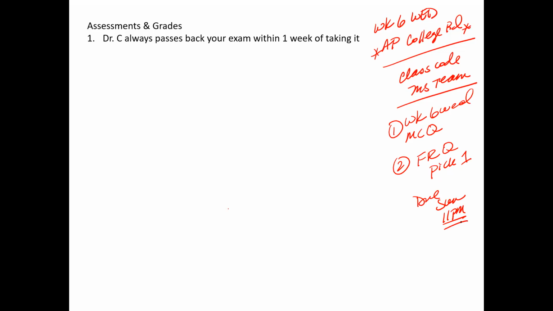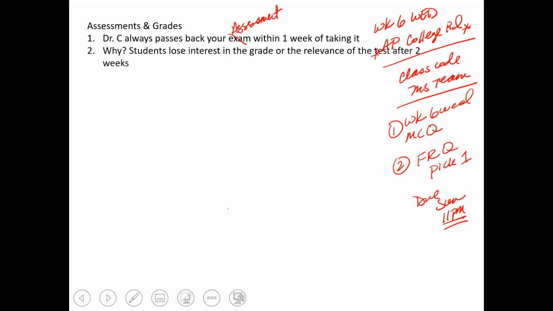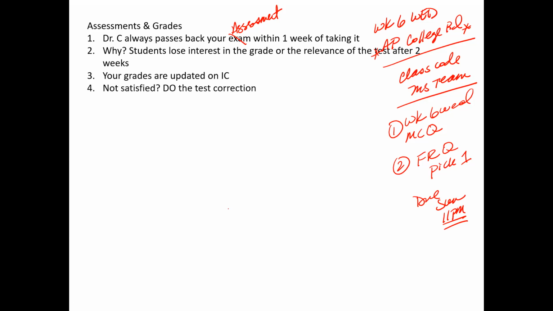I usually pass back your assessment within one week of taking it. It probably will be a lot sooner than that. Why do I do that? Because if I hold on to it any longer, students generally tend to lose interest in the relevance of the test and the grade after two weeks. Your grades will be updated on Infinite Campus. If you're not satisfied, you're welcome to do the test correction. You can find the template on my Google Doc page.